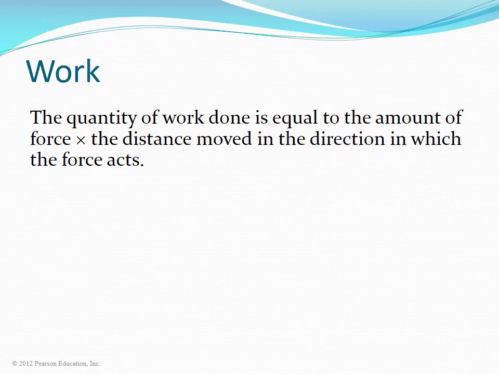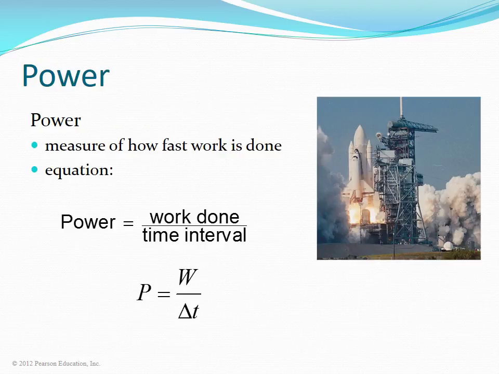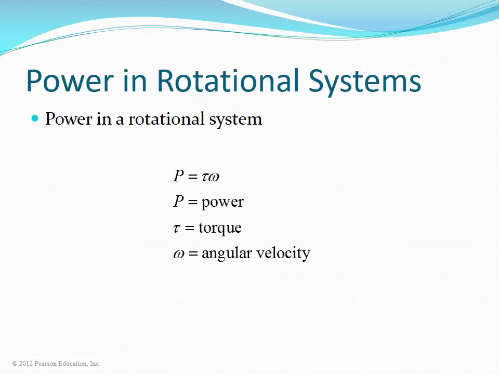In Chapter 7, we define work done as equal to the amount of force times the distance moved in the direction in which the force acts. Power is a measure of how fast work is done. It is the time rate of change of the work. The units of power are watts or horsepower. In a rotational system, the power is the torque times the angular velocity.